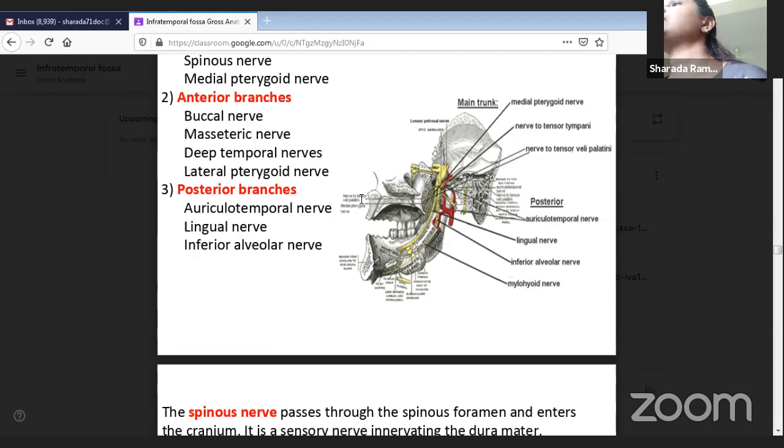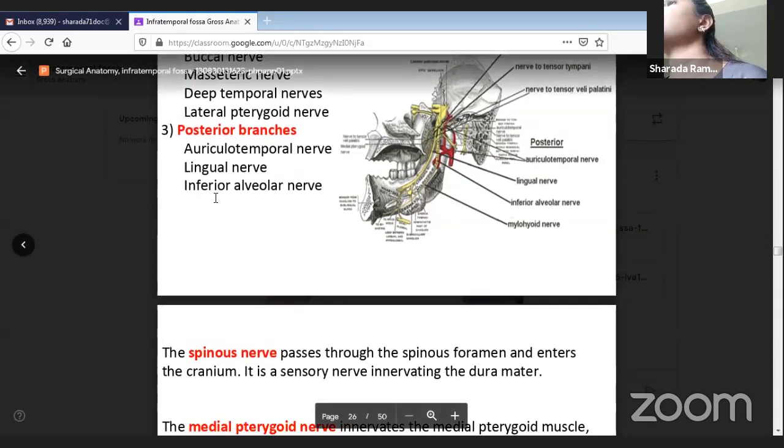Now what happens is, as it is coming down, it is going to get one more nerve, and that is your chorda tympani at right angles. And this chorda tympani is the one which is going to get the taste sensation. So the fungiform papilla, whatever are present, they are going to get the taste sensation. So that is the lingual nerve.